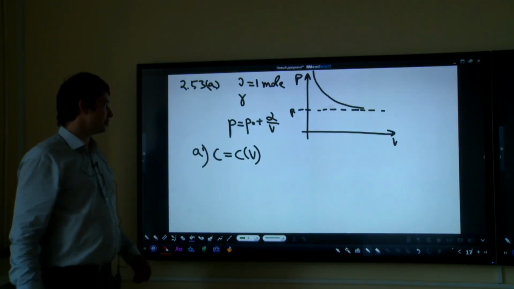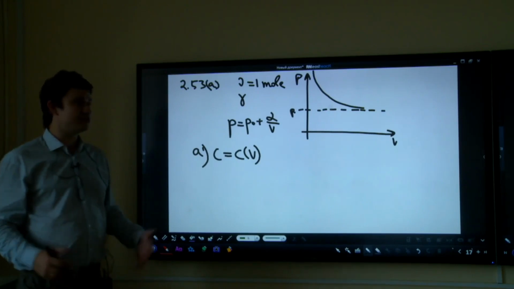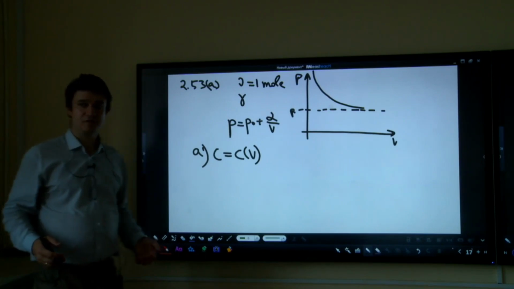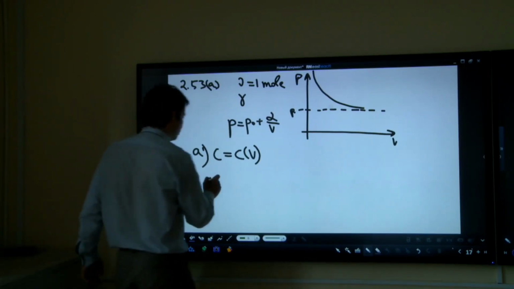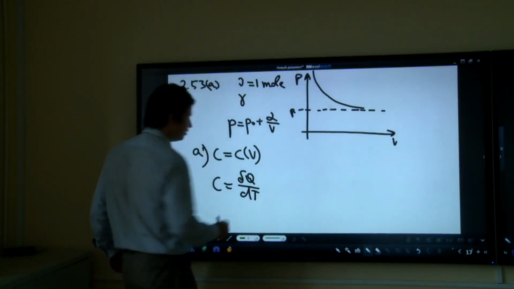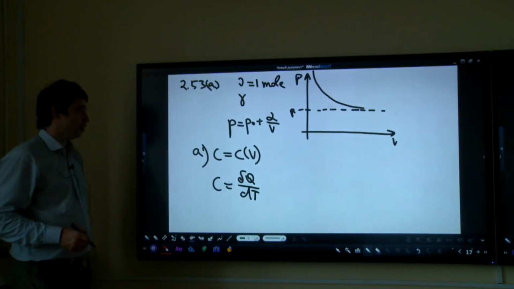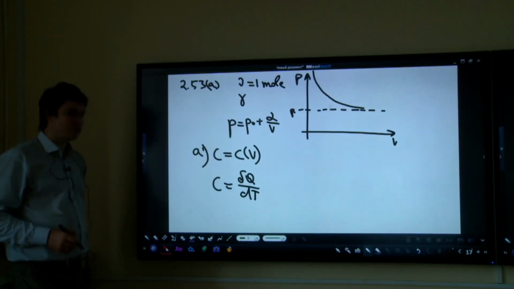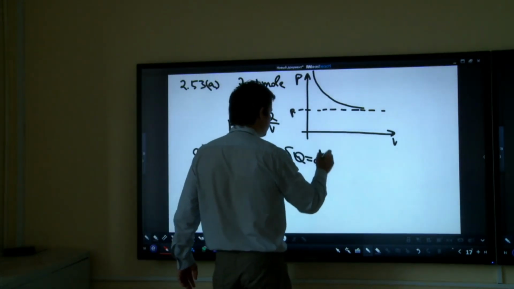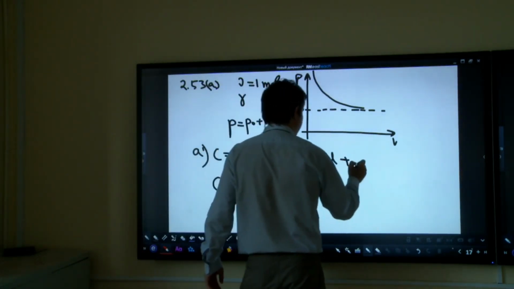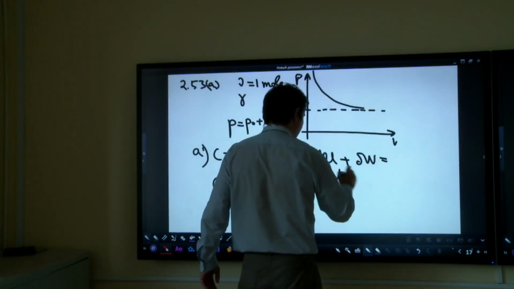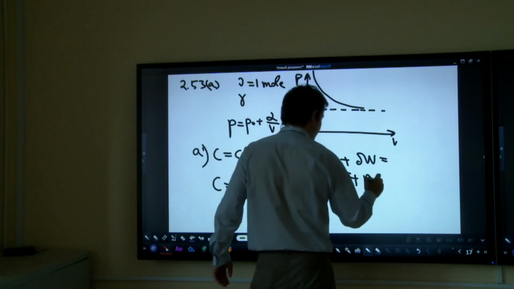Okay, so now we need to determine heat capacity, and the only possible way to do this is to apply a definition. There is no other way to do this. C equals delta Q over dT in this process. And delta Q should be determined from the first law of thermodynamics. Delta Q is dU plus P dV. So that would give me Cv dT plus P dV.